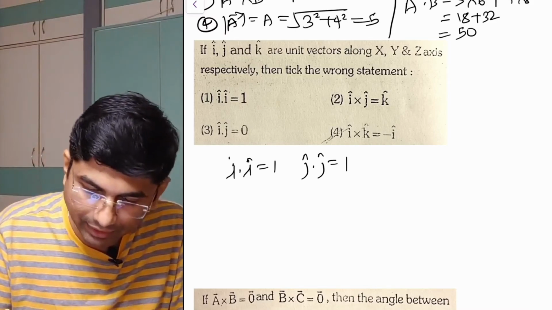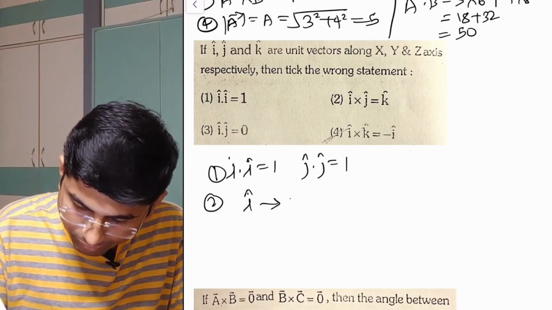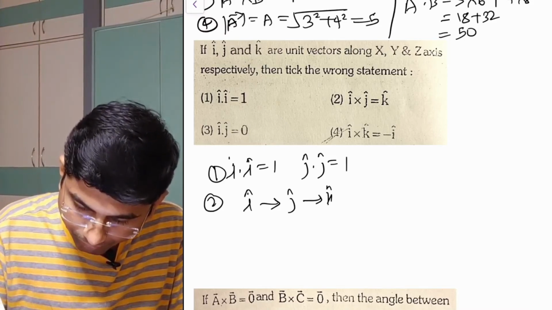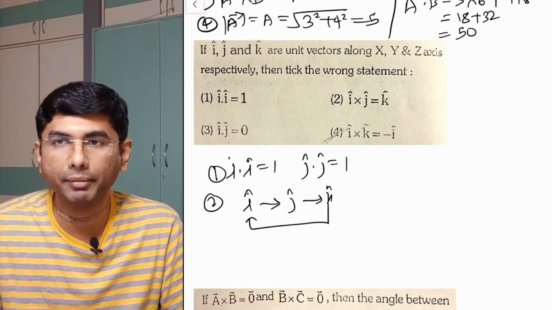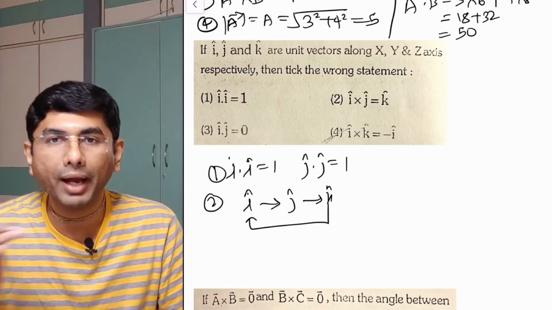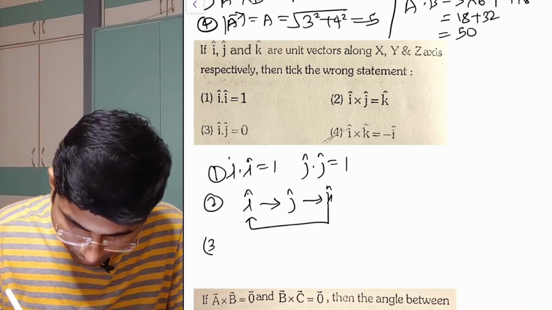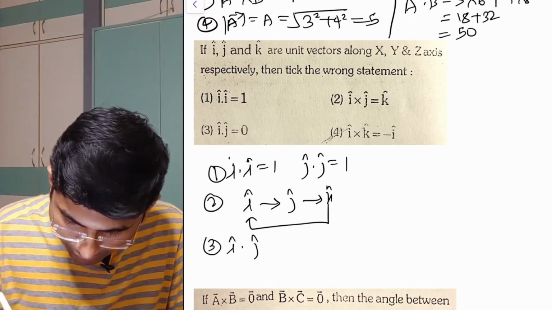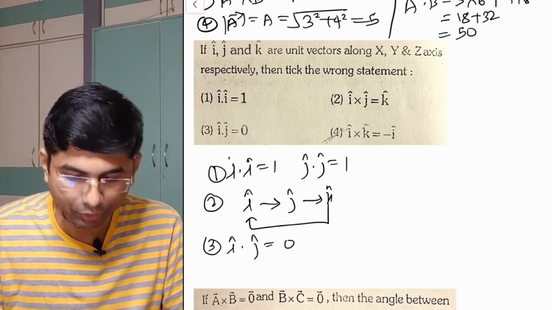Second is i j k. Again this is the first thing. Second, i j k sequence, it's following the sequence, that's why it's perfect. If it is j cross i, it would have been minus k. So the second statement is also right. Now here third, i dot j, angle between them is 90 degrees, cos 90 is 0, therefore the answer will be 0. That is also true.